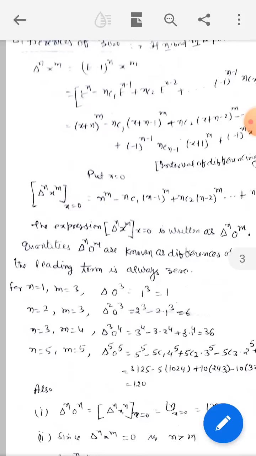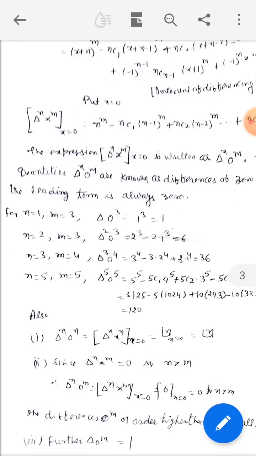For n equal to 1, m equal to 3, we get the value 1. For n equal to 2, m equal to 3, we get the value 6. When n is equal to 3 and m is equal to 4, we get the value 36. When n is equal to 5 and m is equal to 5, we get the value 120. Similarly, we get another result: if the order of difference is higher than m, then all values are 0.